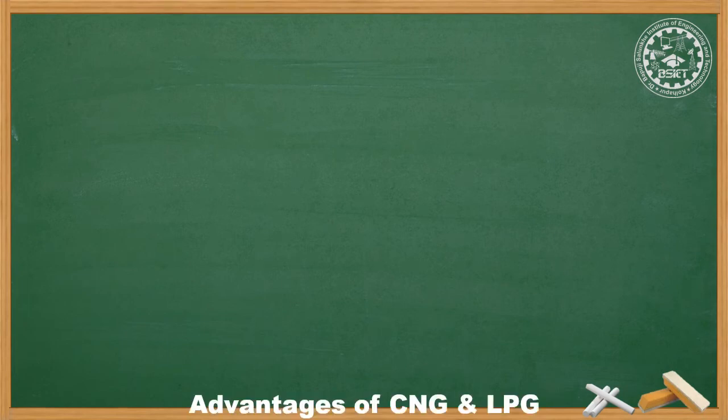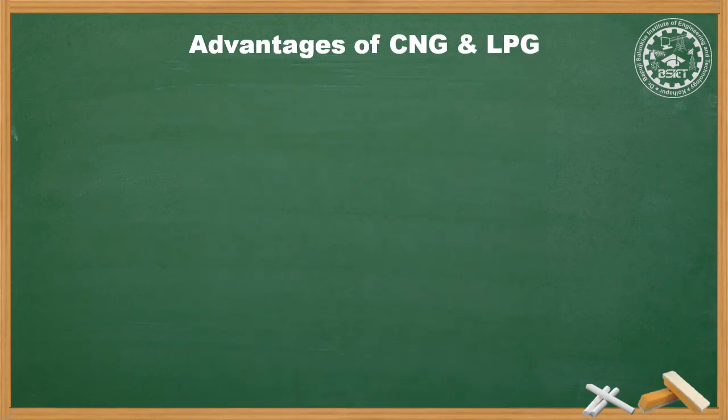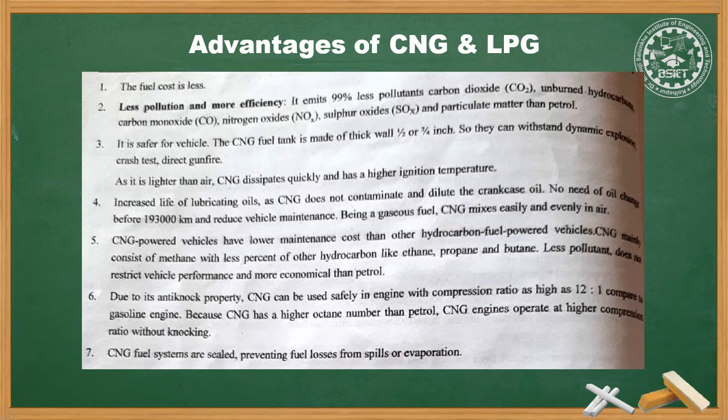The advantages of CNG and LPG as alternative fuels. First, the fuel cost as compared to petrol and diesel is less. Second, less pollution and more efficiency. It emits 99% less pollutants, such as carbon dioxide, unburned hydrocarbons, carbon monoxide, nitrogen oxides, sulfur oxides and particulate matter than the petrol vehicle. It is safer for the vehicle.